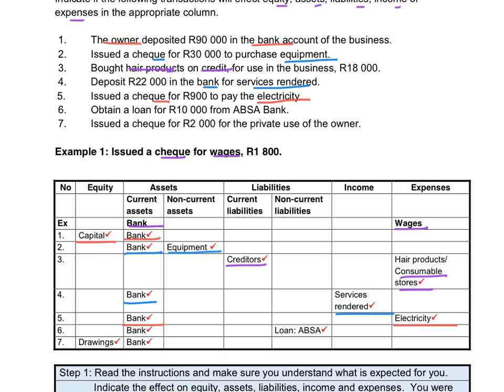Obtain a loan for 10,000 from Absa Bank. So the one will be loan and the other one we will put into the bank account. So it means that we will show this effect on your normal bank account. The long-term loan that we obtain from Absa will be paid back over a long period, so it is a non-current liability.